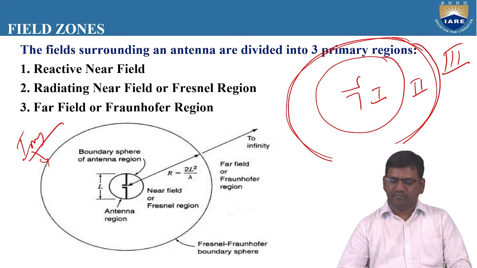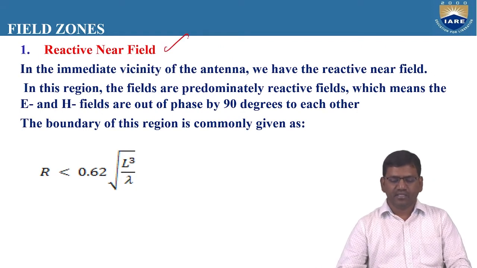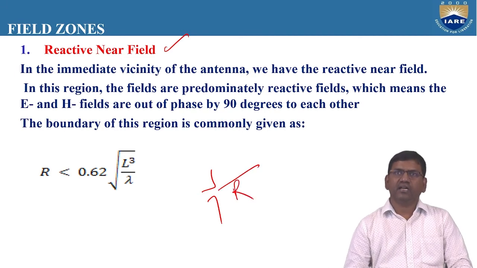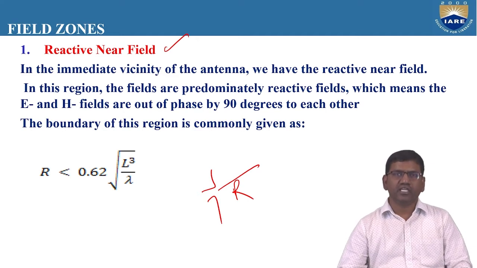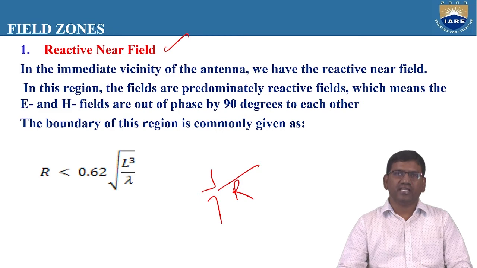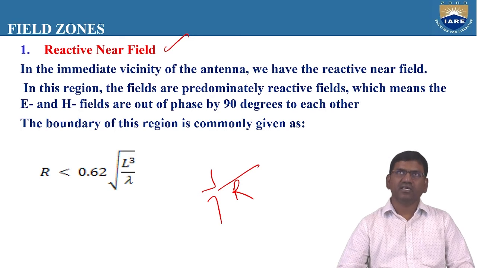So here, we will see about the near field, the first one. If this is an antenna, and the distance is r, and this r is less than 0.62 into root of L cubed by lambda, then that portion surrounding the antenna we call the reactive near field, or the near field.